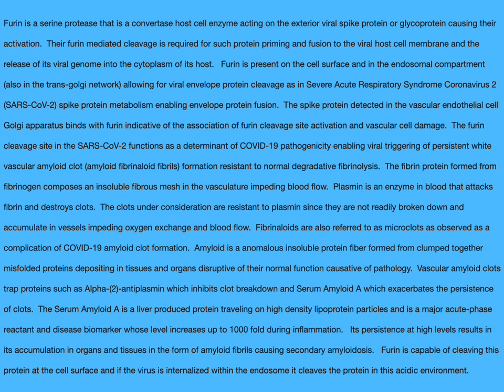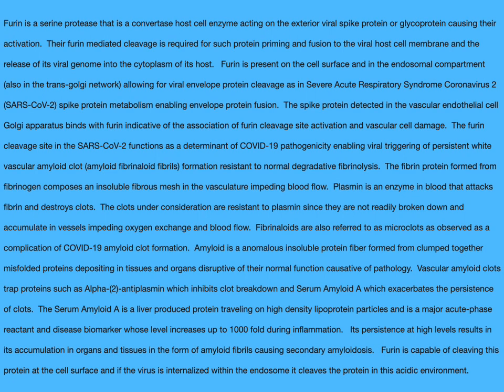Amyloid is an anomalous insoluble protein fiber formed from clumped together misfolded proteins depositing in tissues and organs, disruptive of the normal function, causative of pathology. Vascular amyloid clots trap proteins such as alpha-2 antiplasmin, which inhibits clot breakdown, and serum amyloid A, which exacerbates the persistence of clots.